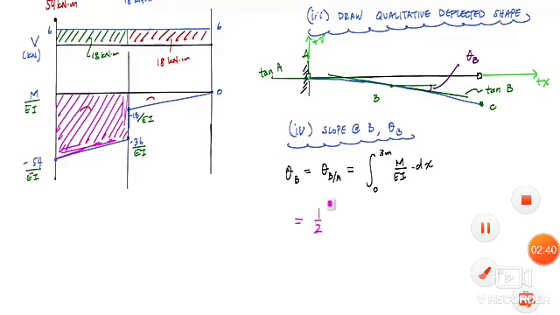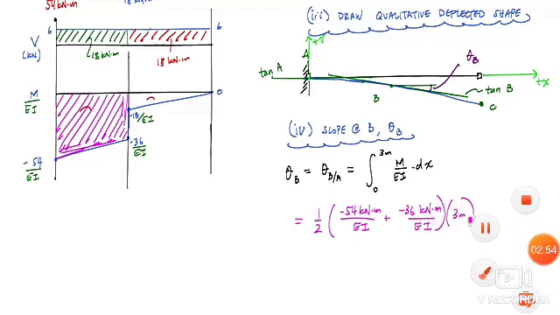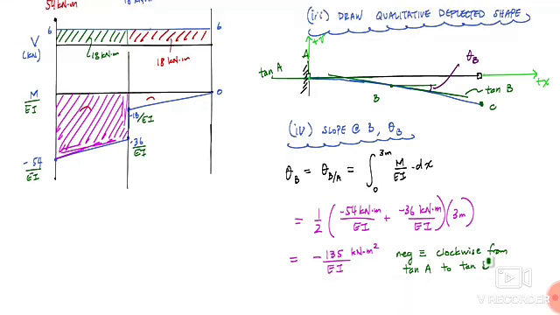Here the trapezoid area is equal to 1/2 the average of the two uneven sides, minus 54 kilonewton meter plus negative 36 kilonewton meter, divided by EI, times the width, which is 3 meters. So minus 135 kilonewton meter squared over EI, and EI is in kilonewton meter squared. Okay, so negative means clockwise from the tangent at A to the tangent at B. It doesn't necessarily mean that the slope is negative.